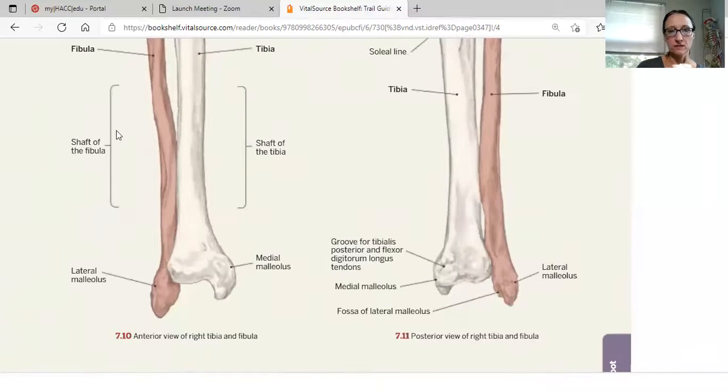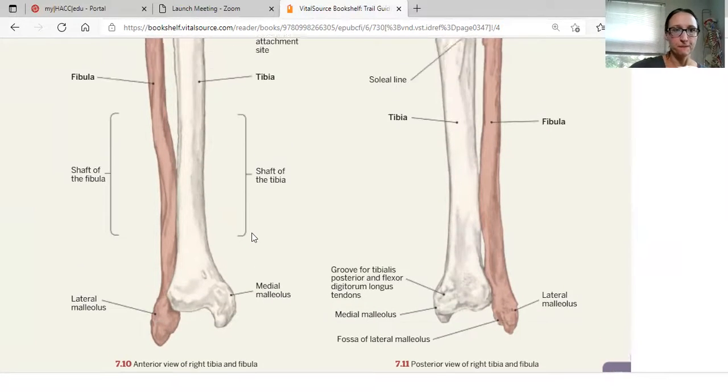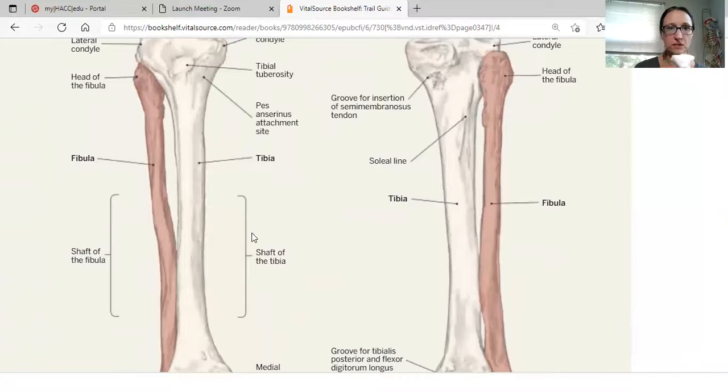And again, you can tell this is medial. My bone's opposite and it's messing me up. I need to get a different bone, okay. All right. Tibial tuberosity, pes anserinus attachment site, because that's where we have attachment for 3 separate muscles: gracilis, sartorius, semitendinosus. Remember that? Yes, of course you do.